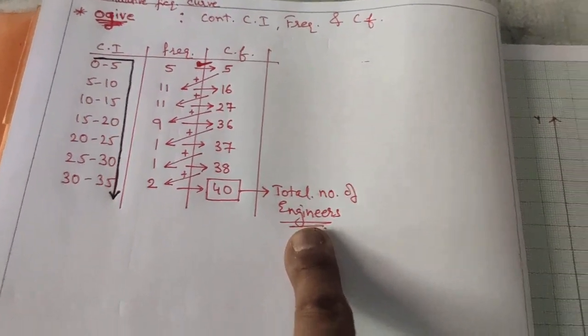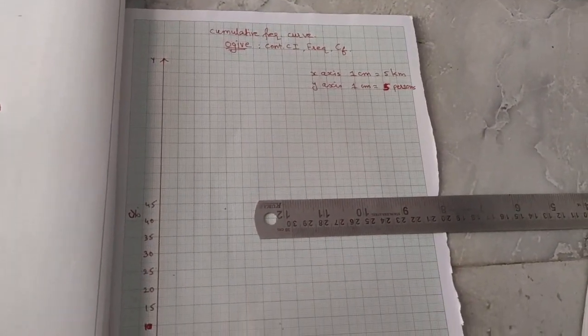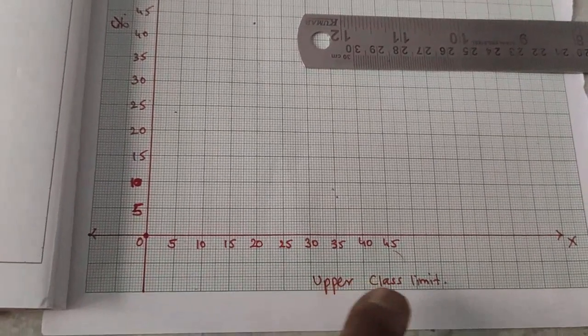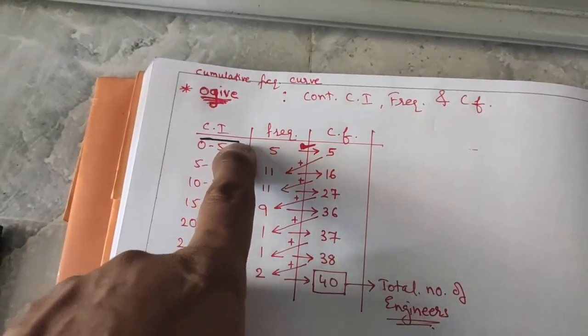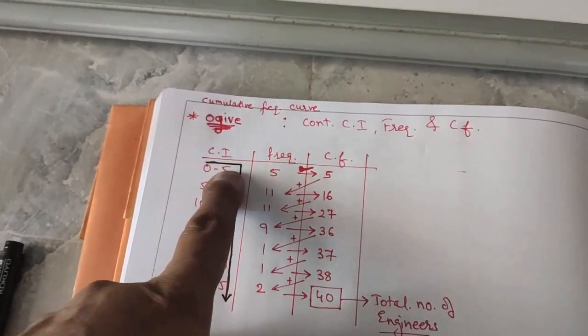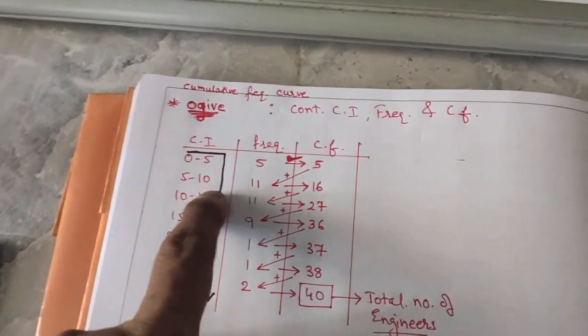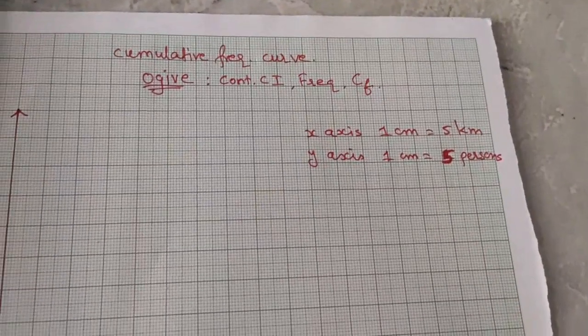Now what to do with the graph: we are going to draw the x-axis and y-axis. So the x-axis and y-axis look like this. This one is the x-axis. I have taken the upper class limit. So we start from the lowest one, 0, then 5, 10, likewise, and we continue up till 35 or 40 or 45, doesn't matter. And we'll write the scale. I have mentioned the scale as well.